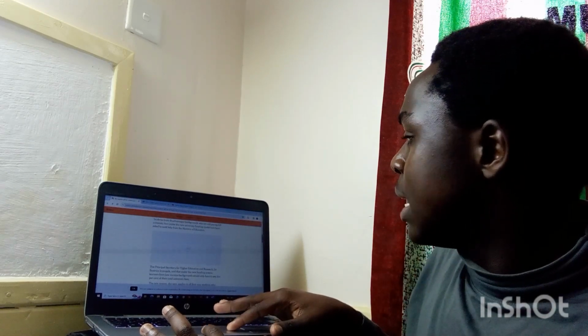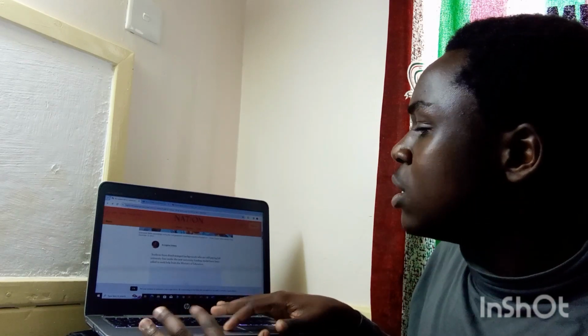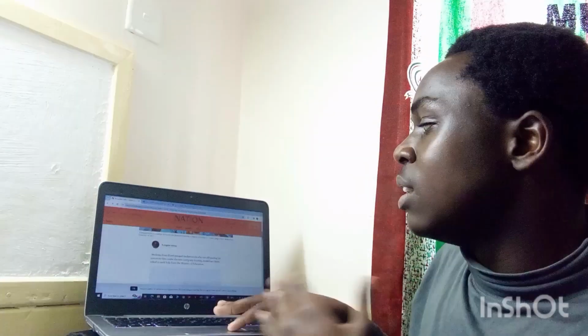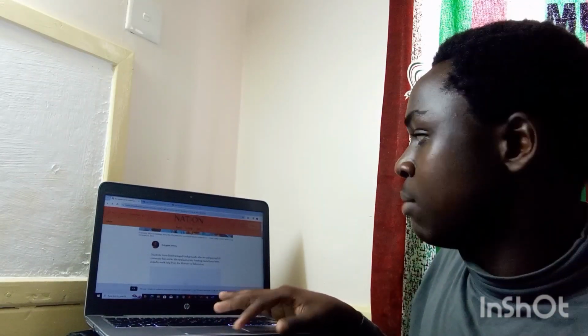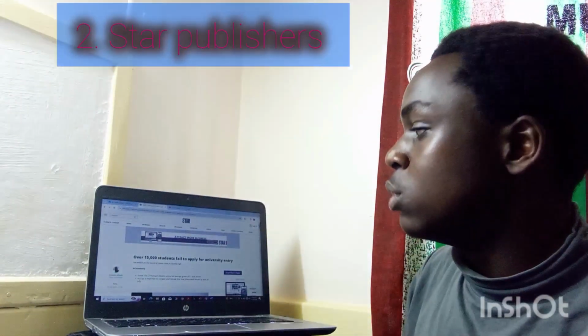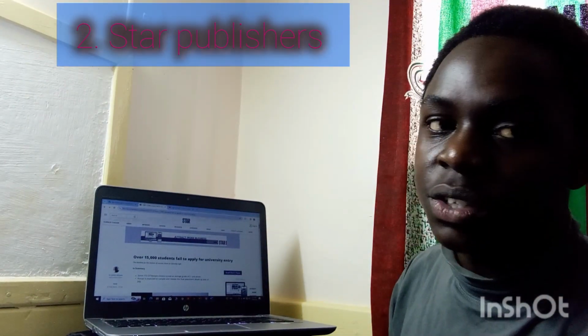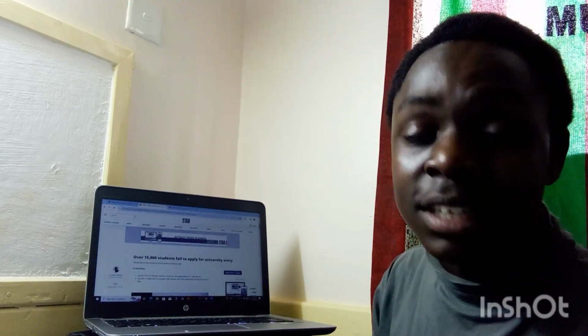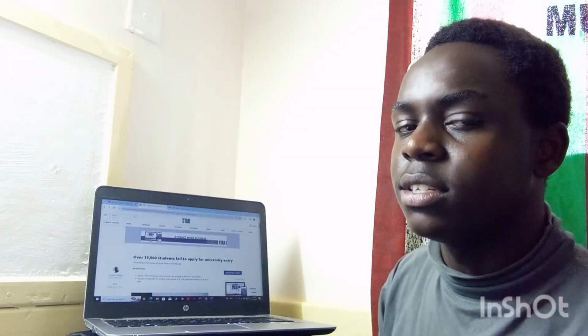This paper was published on last year, December 15, and students from disadvantaged backgrounds, as it states here, were going to be considered in the new funding model. Another site I visited was Star Publishers. Star Publishers, it was published on July 2023. They had confirmed that really over 15,000 students did not join the university. So my evidences are here.